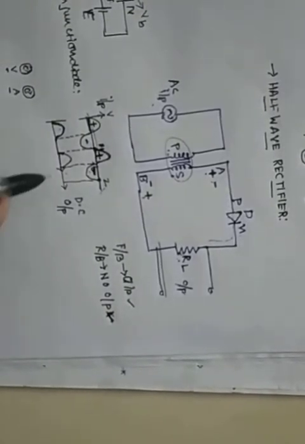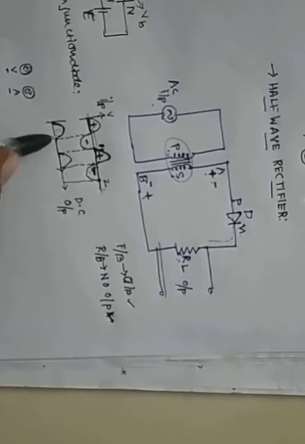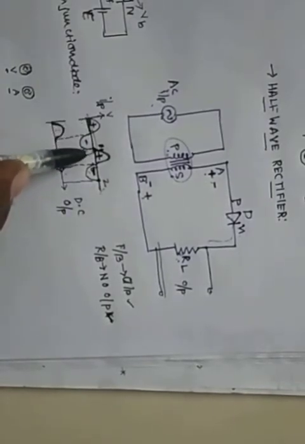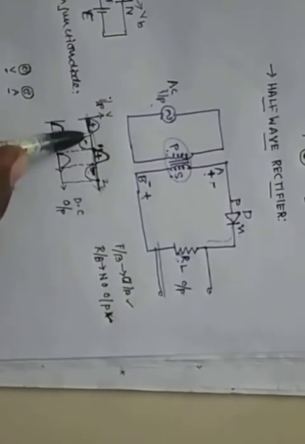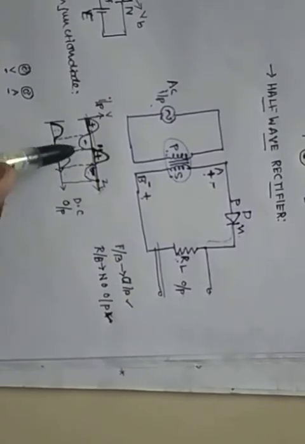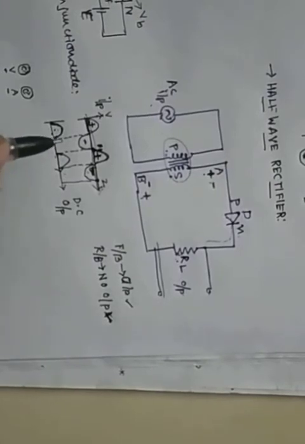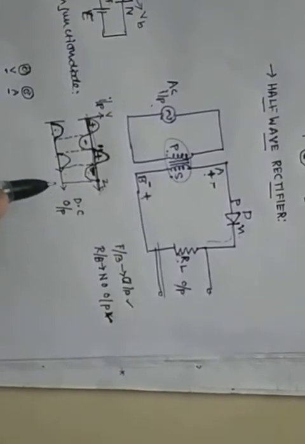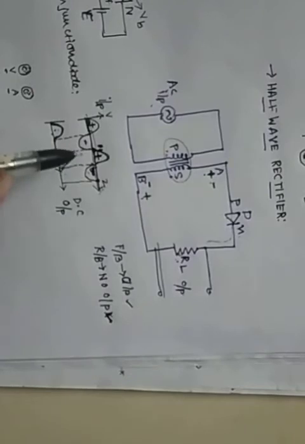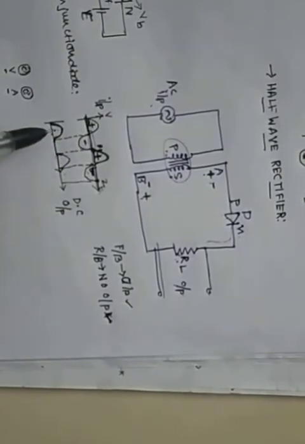Okay. Now, how many cycles are there here? 2 cycles are there. How many pulses are output coming? 2 pulses are coming. Only positive pulses are coming as output. That means in totally 100%, only 50% output comes here.